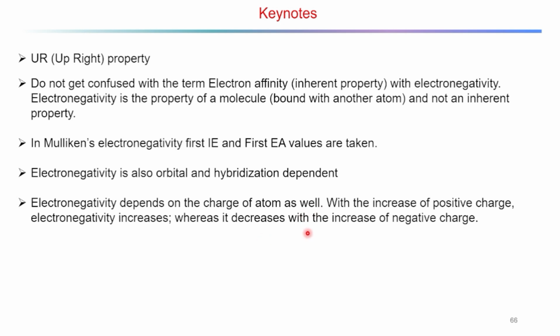Whereas when we decrease the positive charge or increase the negative charge, the atom is getting bigger in size. As the atom gets bigger and bigger, the distance of the bonding electrons from the nucleus is increasing. So that's why the electronegativity value is also decreasing.